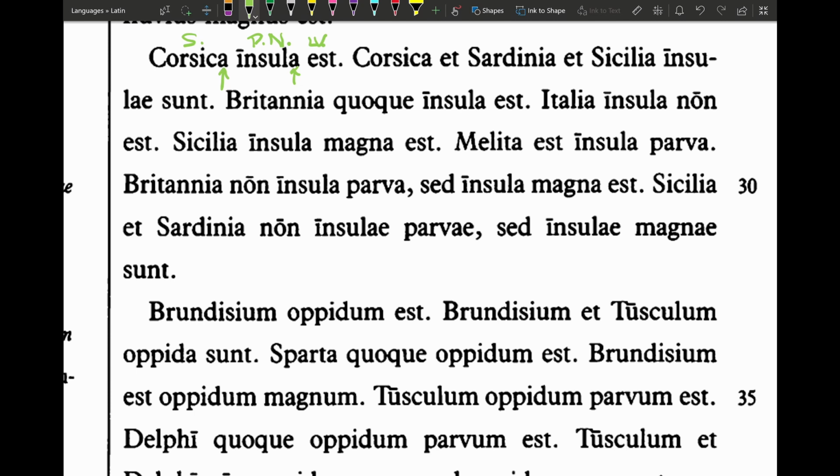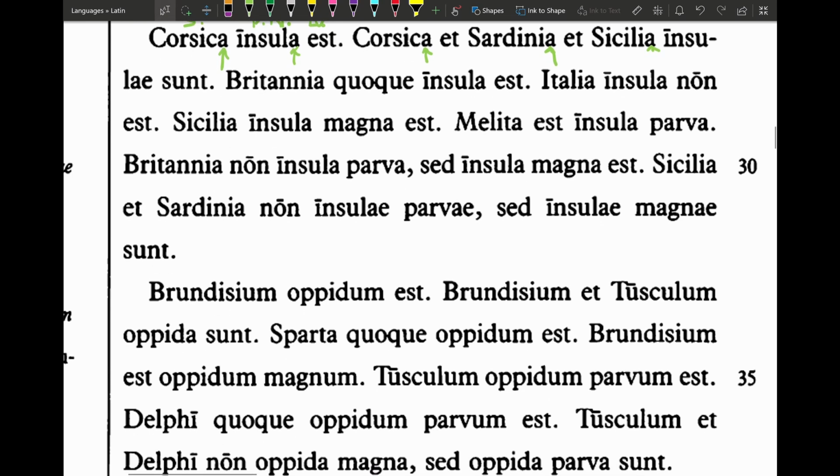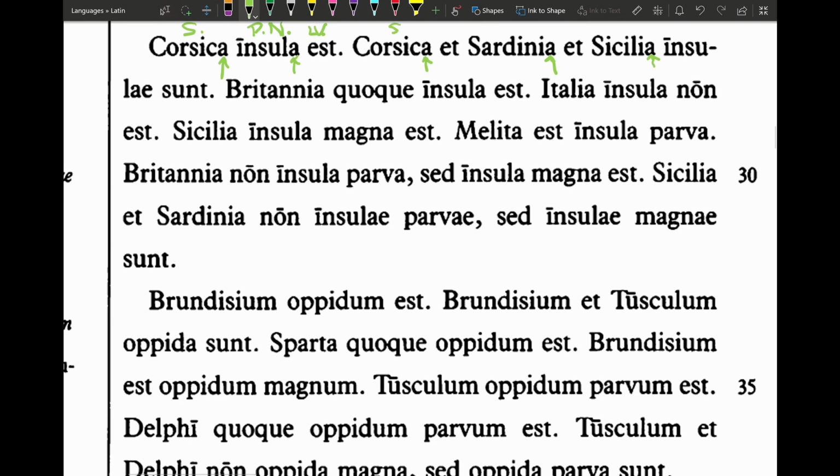So how many subjects do we have in this sentence? Pay close attention, right? So we have our nominative singular here, a nominative singular here, and a nominative singular here. Okay, so that tells us we have 3 subjects in this sentence. So we should expect our verb to be plural, which it is. Notice here, the linking verb sunt is plural.